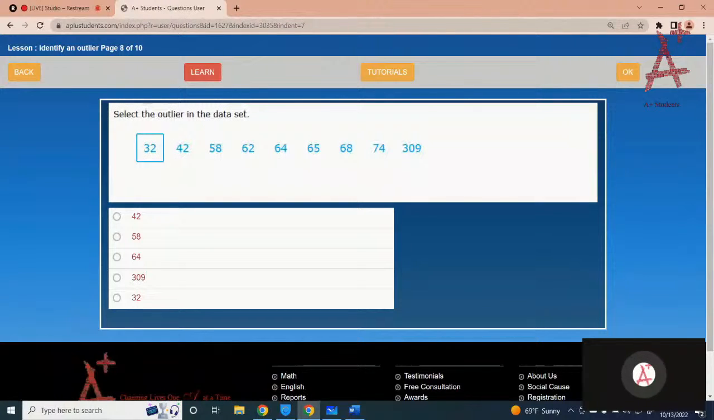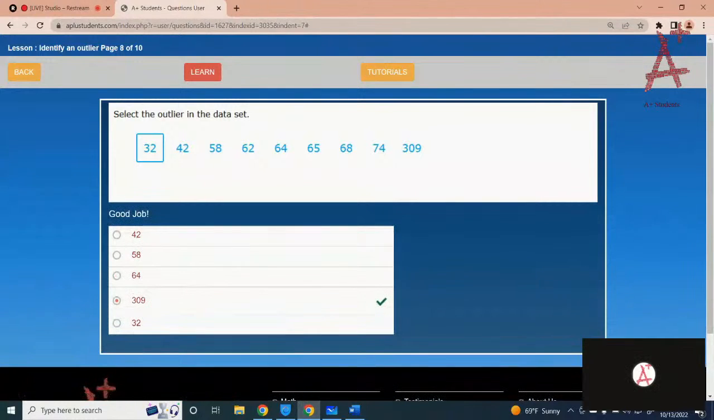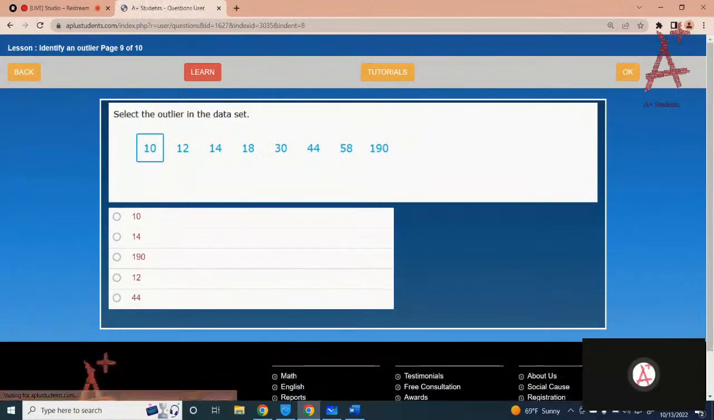Okay, select the outlier in the data set. So which value is the outlier? 309, because the rest of the values are within 100. Just 309 is much greater than the other values. Got it?